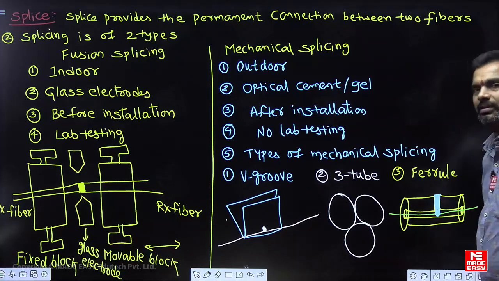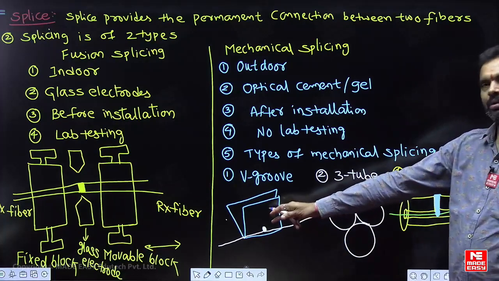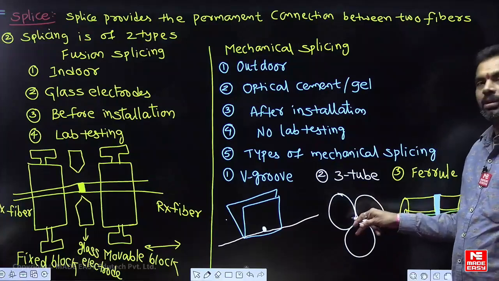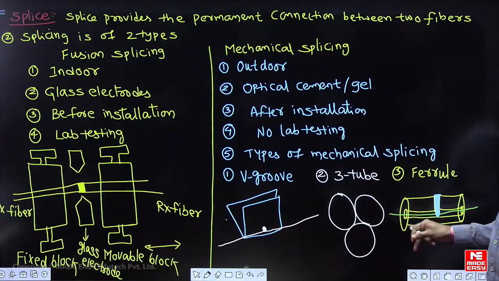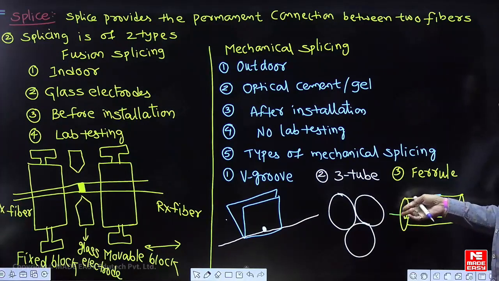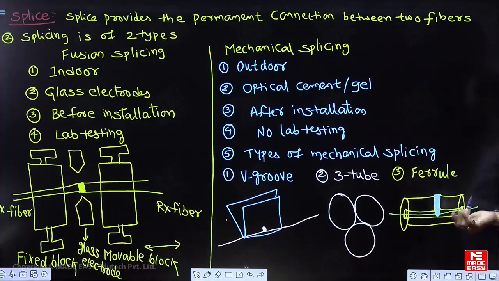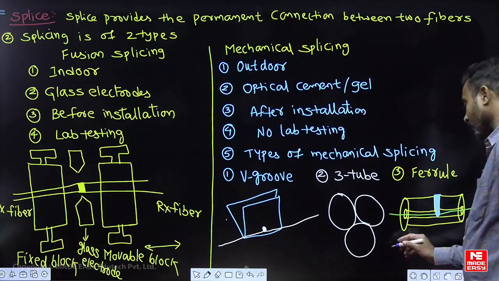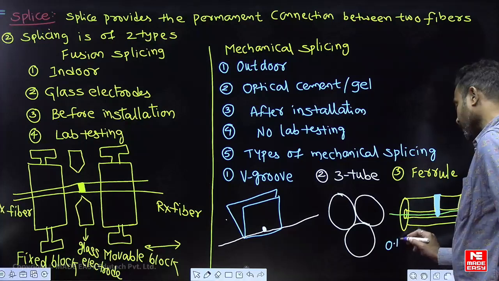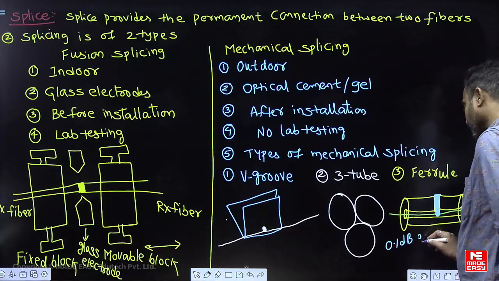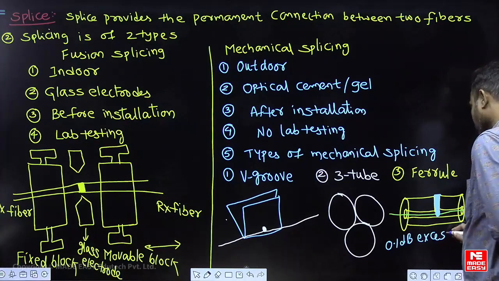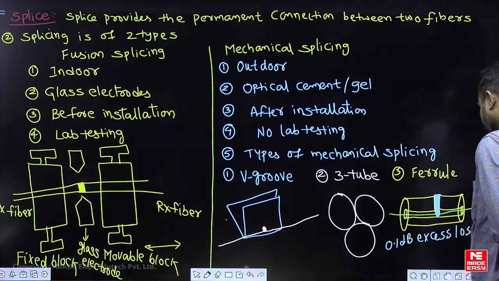What is the problem here? It is non-removable. If you want to remove it, once again you have to cut the fiber here and here, and then there is no splicing. Because the ferrule is non-removable, we get an excess loss of 0.1 dB. 0.1 dB excess loss we will have.